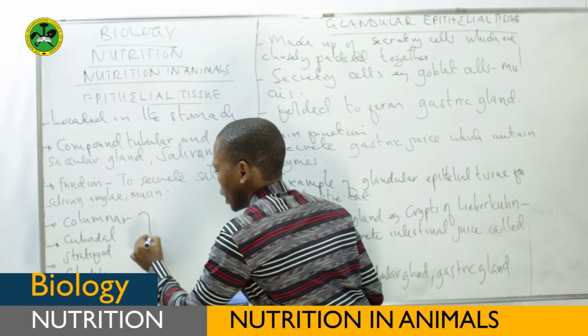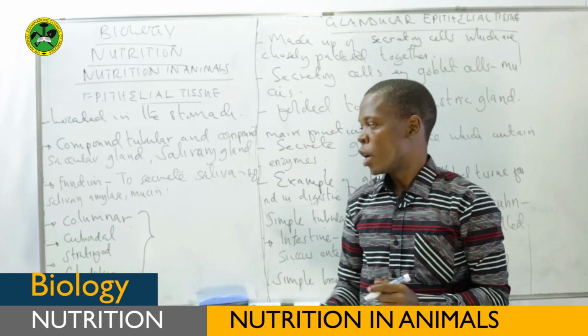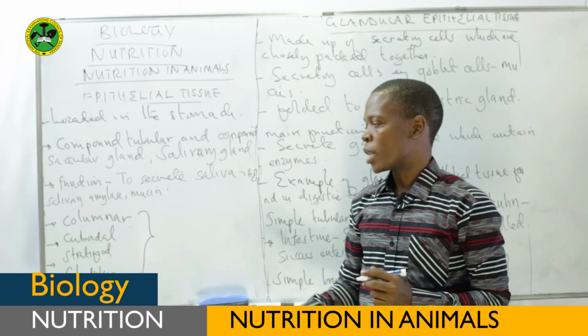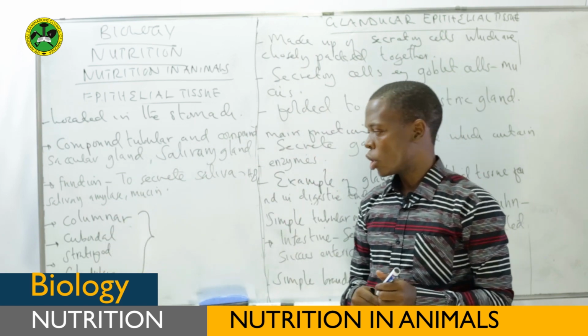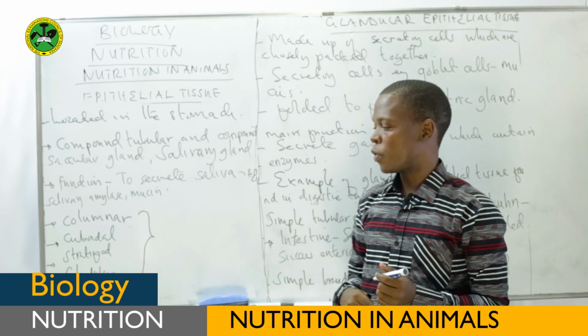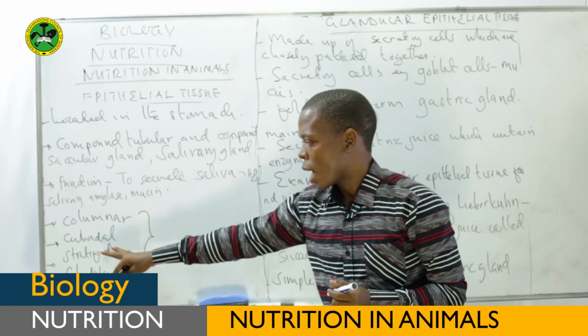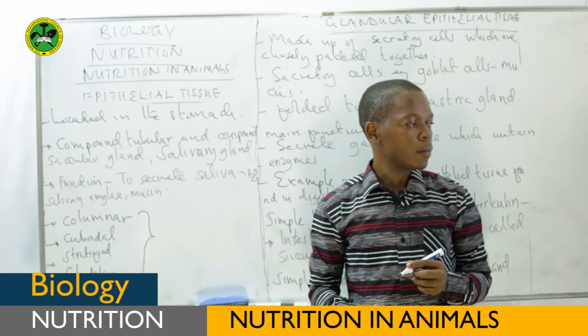You need to describe these 4 types of epithelial tissue. Therefore, here you need to know the structure of each, but also you need to know the function of each, but also how they are adapted to the function they perform. But again, you need to know how they are related to this digestive system.